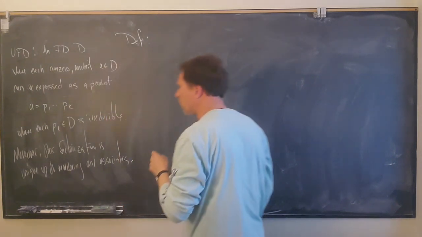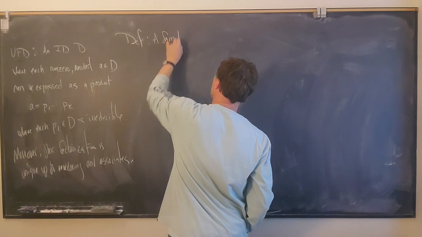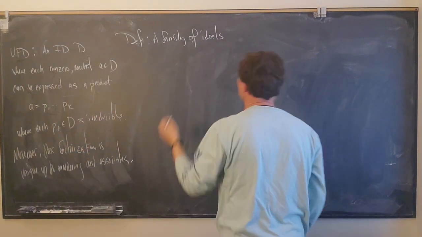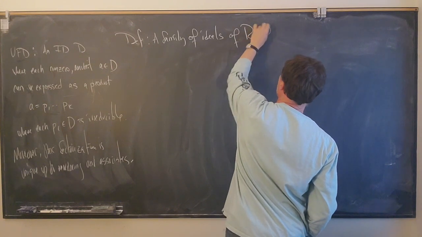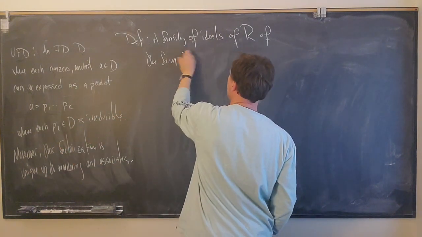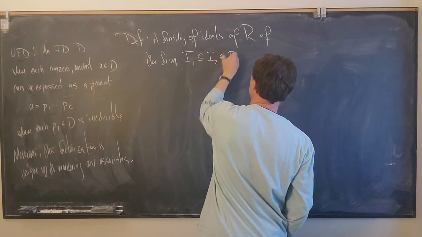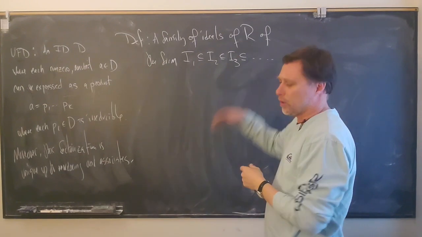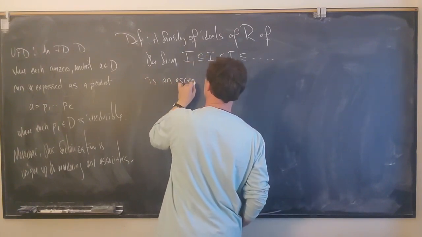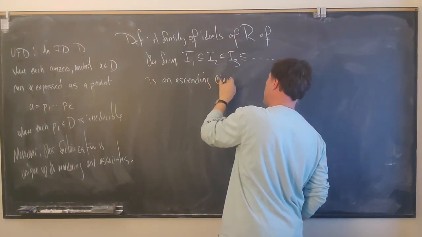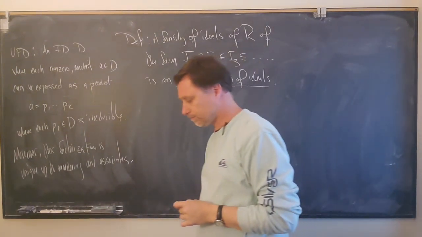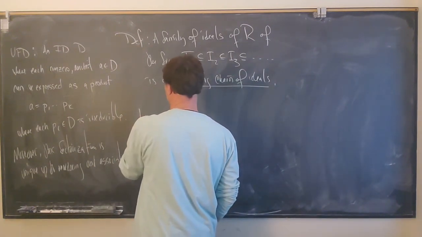Okay, so let's start off with the definition. A family of ideals of some ring of the form I_1 contained in I_2 contained in I_3, potentially going on forever, we call an ascending chain of ideals.